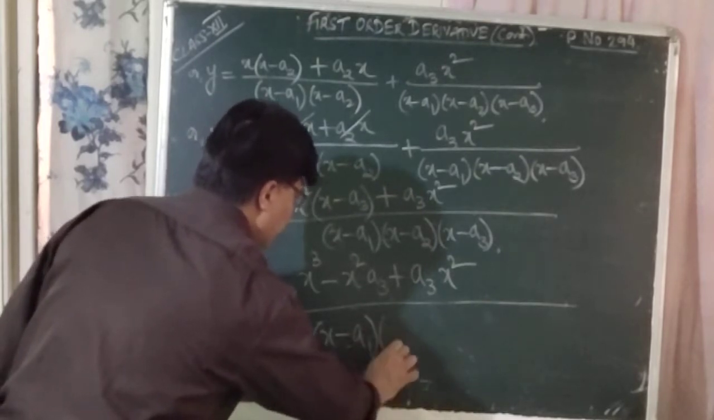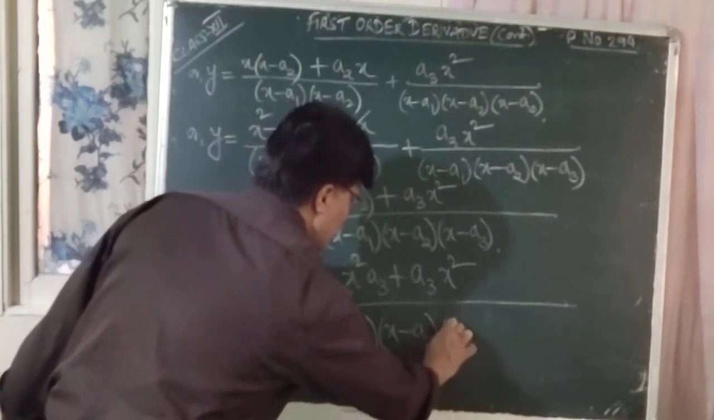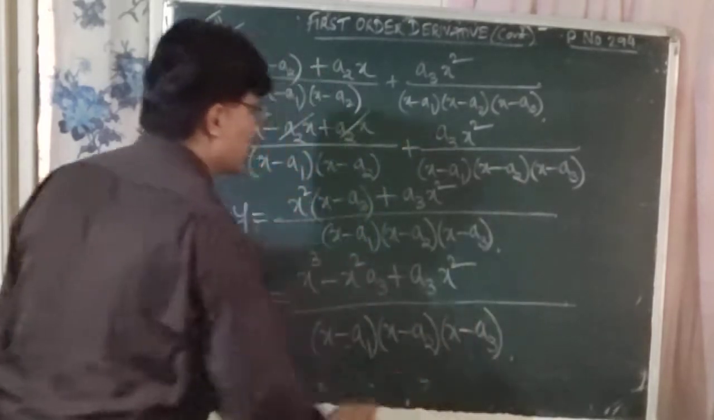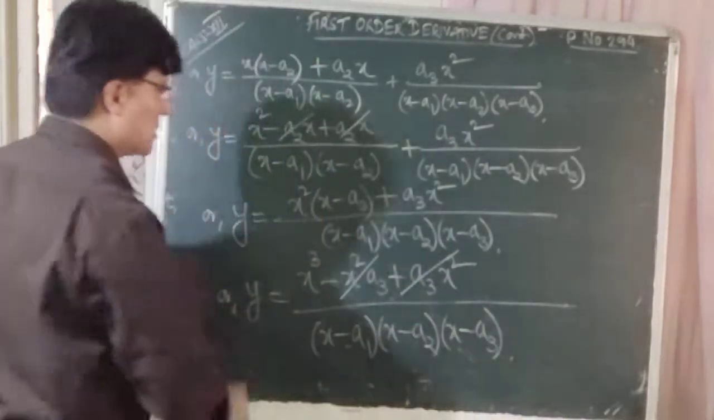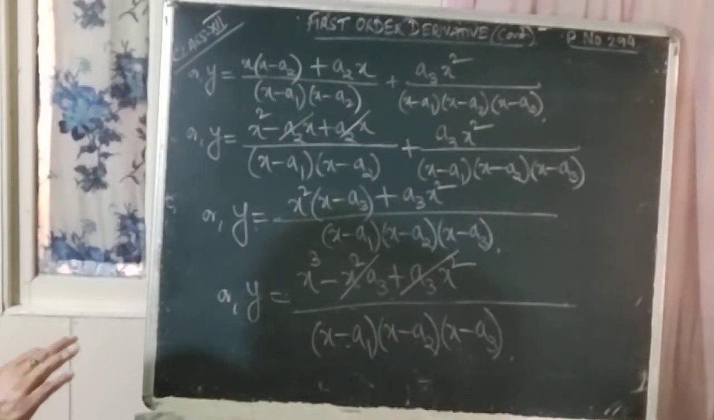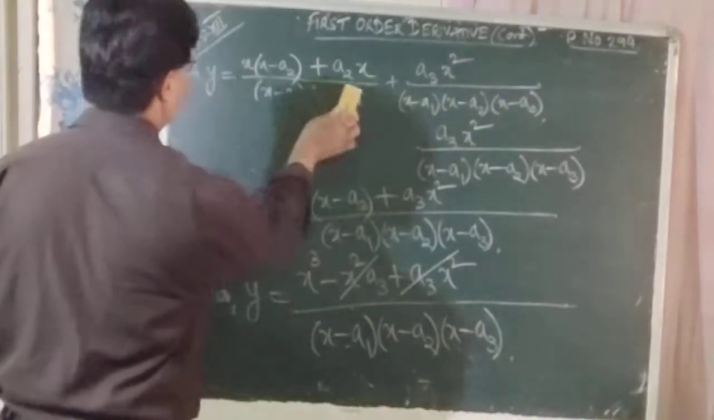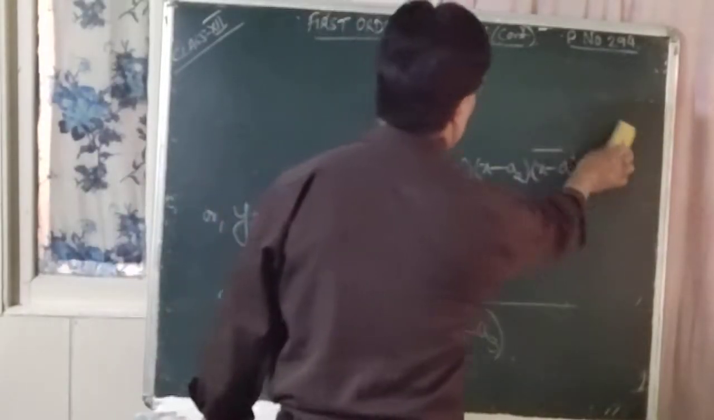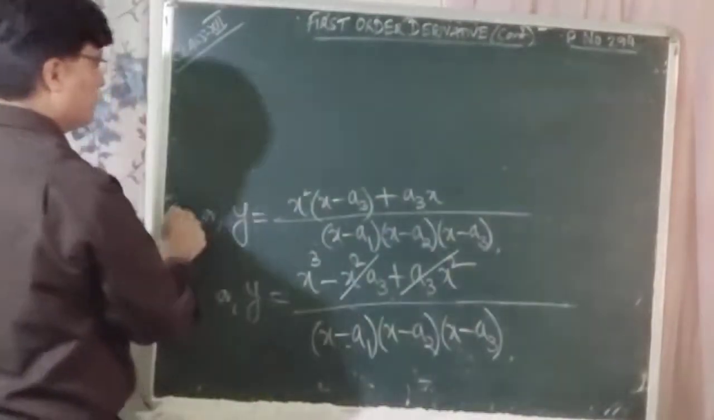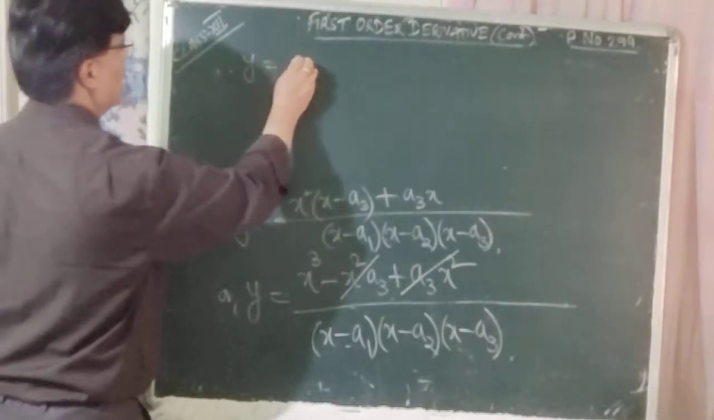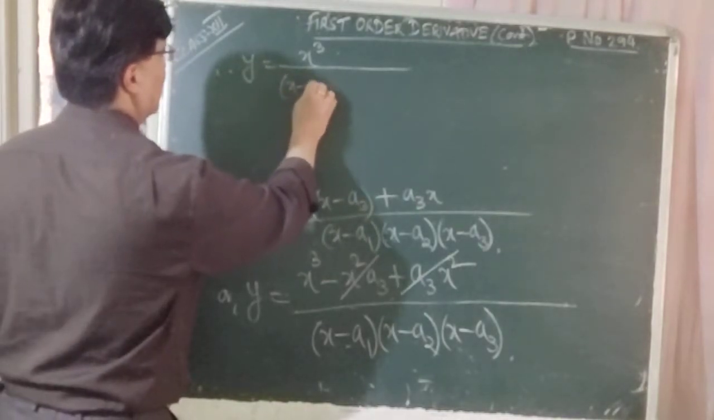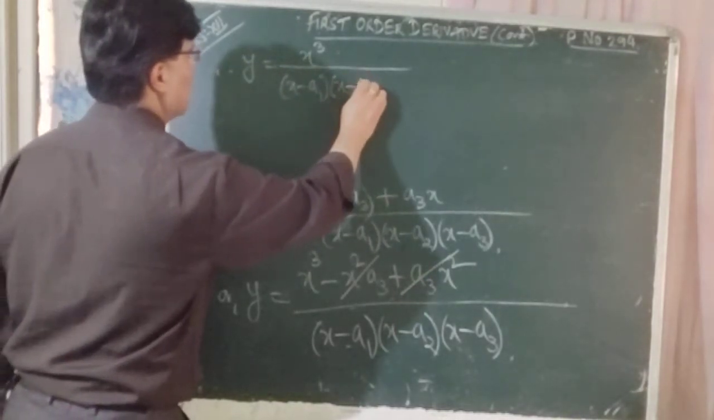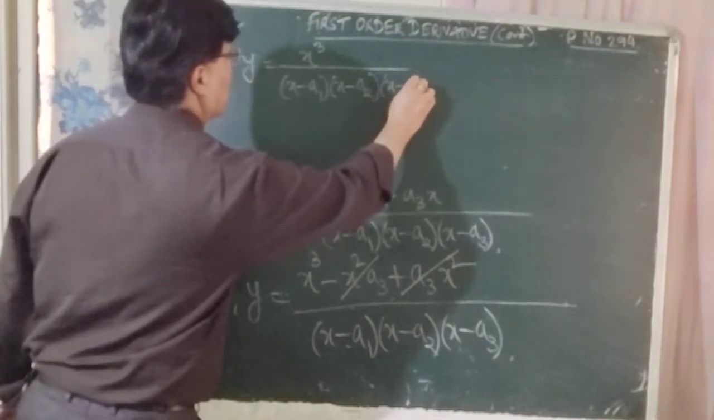x minus a1, x minus a2, this is your x minus a3. Is that clear? So here you can cancel this, x square a3 will be cancelled. These are of different sign, minus plus, okay? So now let us write down the remaining terms. So what is the simplified expression here? That is y is equal to x cubed divided by x minus a1, x minus a2, x minus a3.